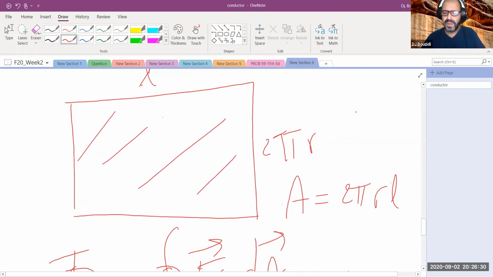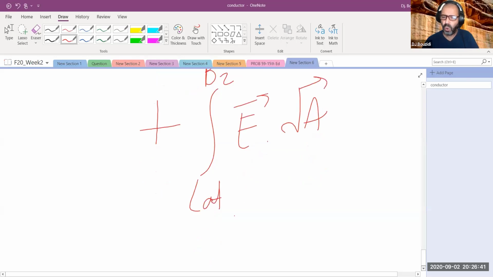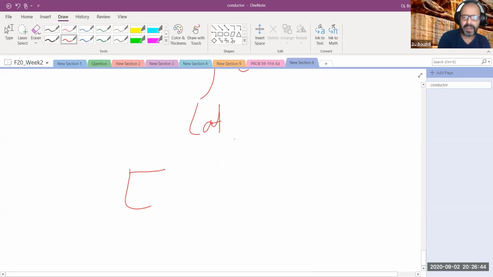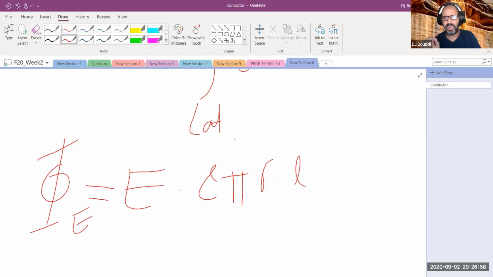So I'm going to, first of all, make the dot product into just simply E times dA times cosine of 0, which is 1. And then take E outside of the integral. So at the end, this whole integral boils down to E times the area. And the area, I just argued, is 2 pi r times L. This is the flux of the electric field. And clearly, it depends on L. That is no good. We have to get rid of that L. The flux may depend on L, but the electric field should not.